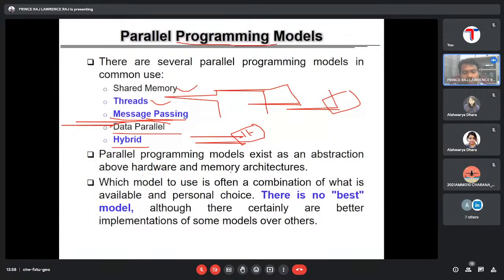So these are all different methods, but keep in mind there is no best model here. Every model has its own advantages as well as its own disadvantages. Depending upon your application, you have to select.